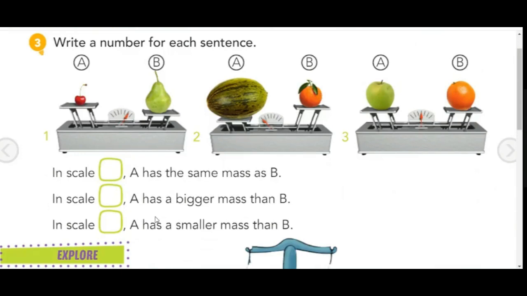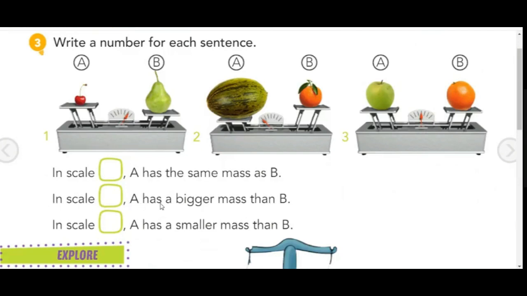So if you think that the cherry has got the same mass as the pear, write 1. If you think that the melon has the same mass as the tangerine, B, 2, sorry. And you have to write number 3 if you think that the apple has got the same mass as the orange.